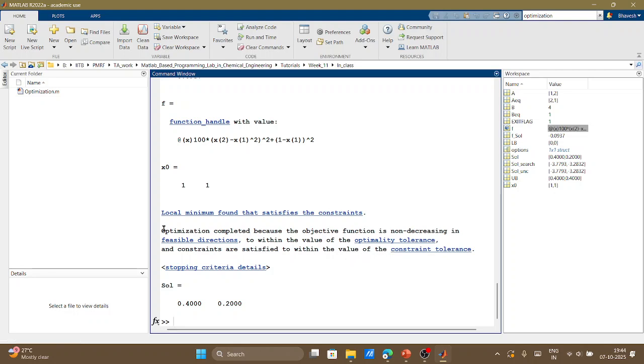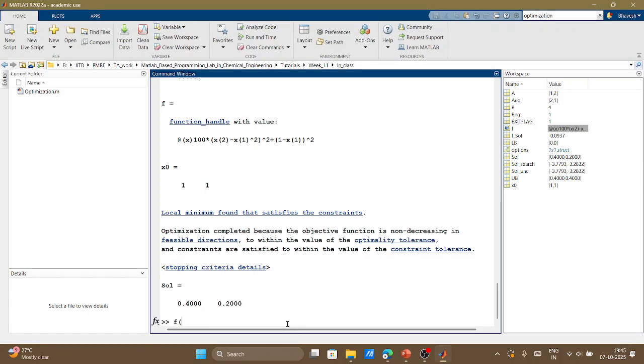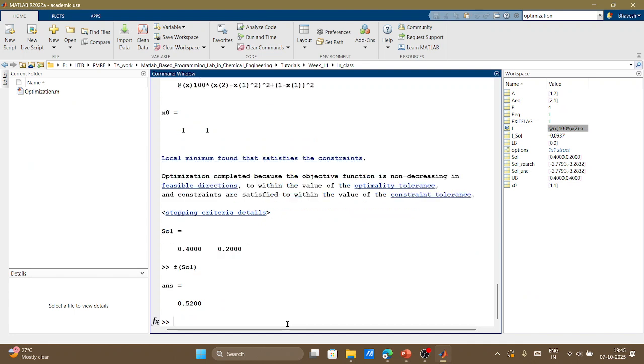So you can see it has provided the message that optimization completed because the function was non-decreasing in the feasible direction to within the value of the optimality tolerance, and constraints are satisfied. So this is our solution. x1 and x2 are 0.4 and 0.2, and the corresponding value is fval, which is 0.5.